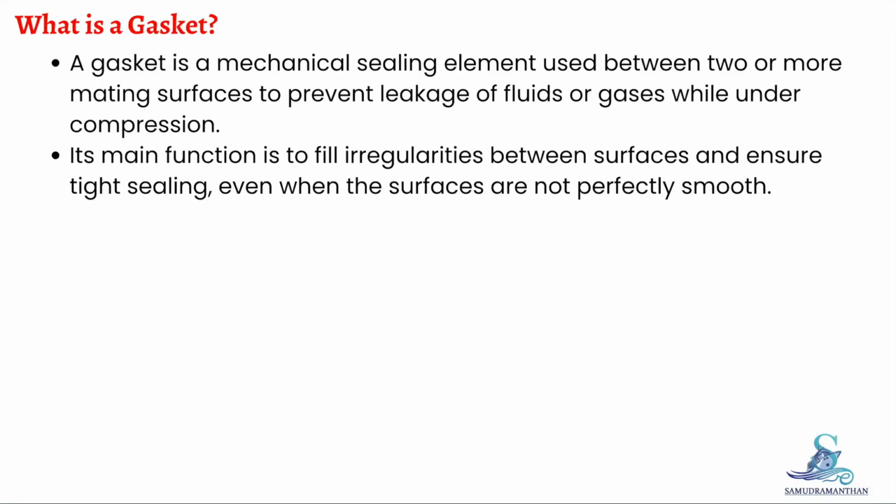A gasket is a mechanical seal placed between two or more mating surfaces to prevent leakage of fluids or gases when those surfaces are under compression. The primary job of a gasket is to fill any irregularities or imperfections between surfaces and create a tight seal. Gaskets are commonly cut from sheet materials, and they are widely used in pipes, machinery, engines, pumps, and flanges.